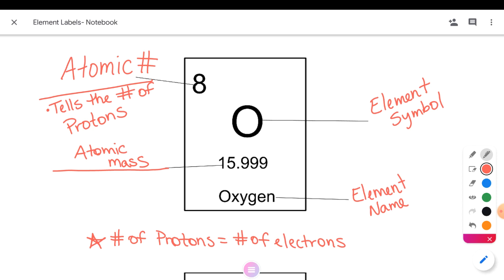Okay, atomic mass. The atomic mass is the number of neutrons plus the number of protons. So looky there, there's math and science. What do we know about the number of protons and electrons? They're the same.